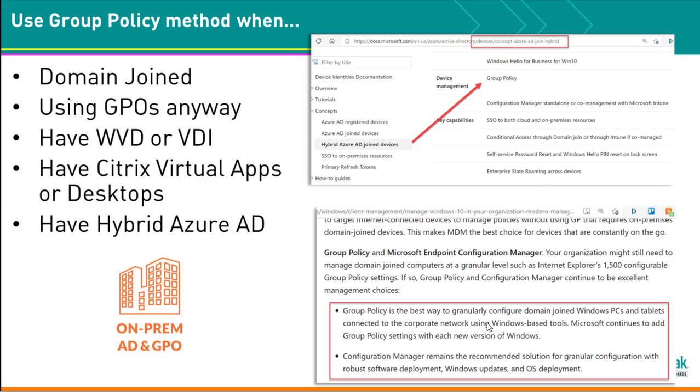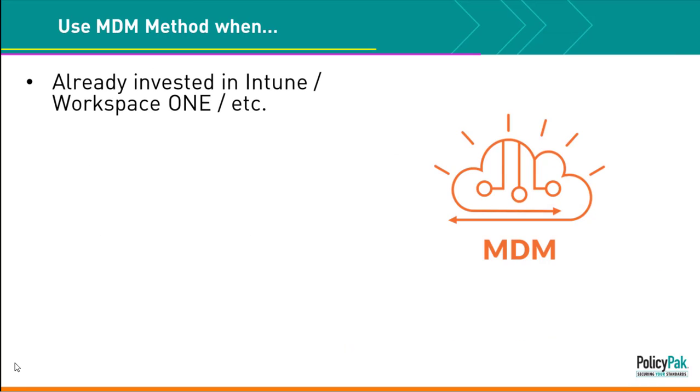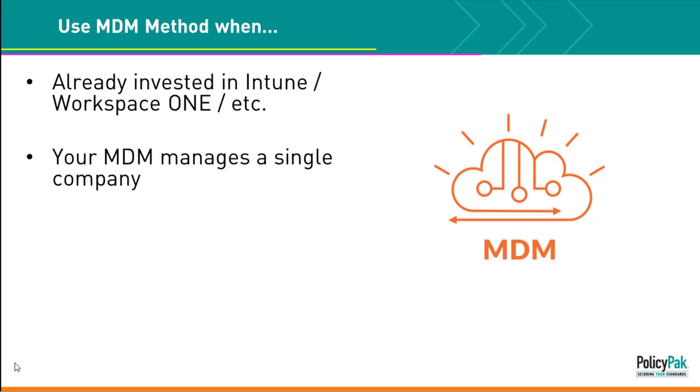So the whole point is that we work with whatever you want, with whatever you have, and group policy, as you can tell by our website, we have lots and lots of demos there. But this is why you would use the group policy method. So when would you use the MDM method? Well, if you've already invested in an MDM service like Intune or Workspace ONE, if you use your MDM service to manage a single company, that's a good choice.